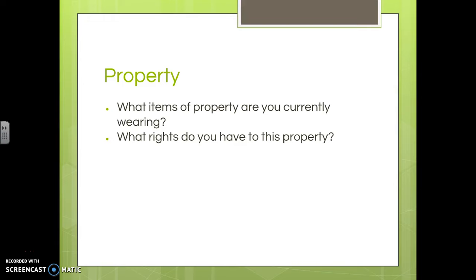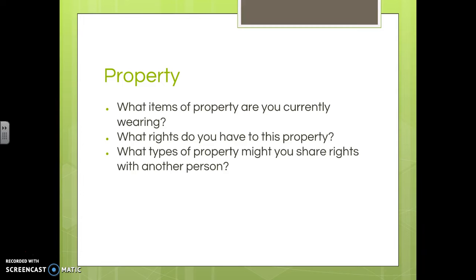What rights do you have to this property? Well, if you've purchased it or if it has been given to you as a gift, you are the sole claim right or the sole right to this property. This is your claim. It is yours. You share it with nobody else. What types of property might you share rights with another person? You might, for example, be sharing an automobile with a brother or sister, in which case you have a claim to that property as well as your sibling having a claim to that same property.